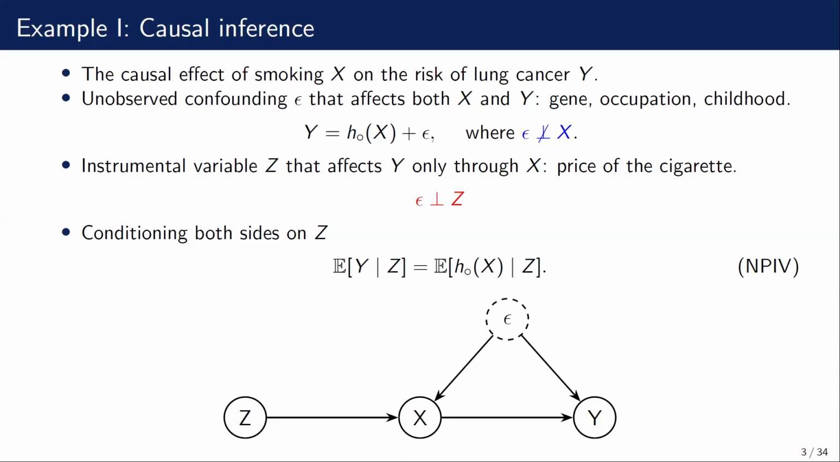So people in causal inference try a different approach. They find a new variable called the instrumental variable that only affects Y through X. A typical example of instrumental variable Z is the price of cigarettes. So we have the conditional independence between epsilon and Z, and then we condition both sides on Z, and we end up with this equation where the conditional expectation of Y on Z equals the conditional expectation of H star X on Z. And then we don't need to deal with epsilon anymore. So through this conditioning, we kill epsilon on both sides. This equation is called NPIV, and this is the main target of interest of this talk.